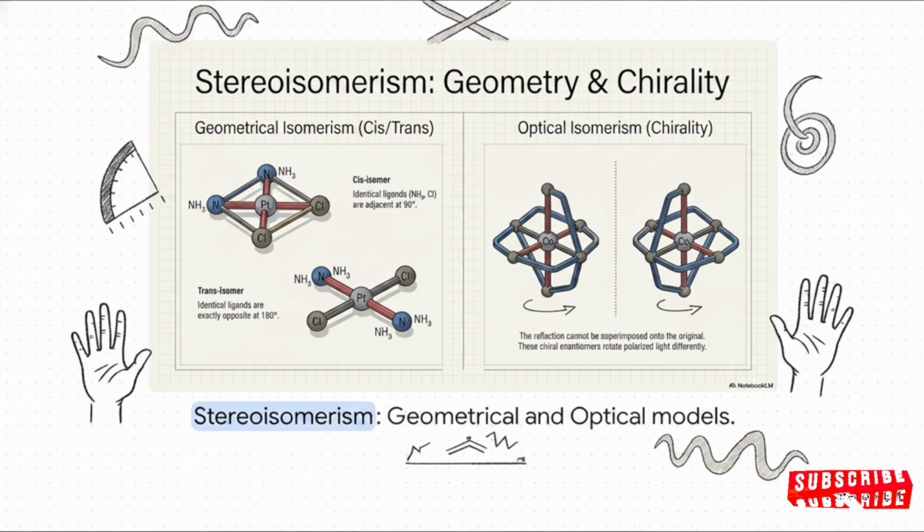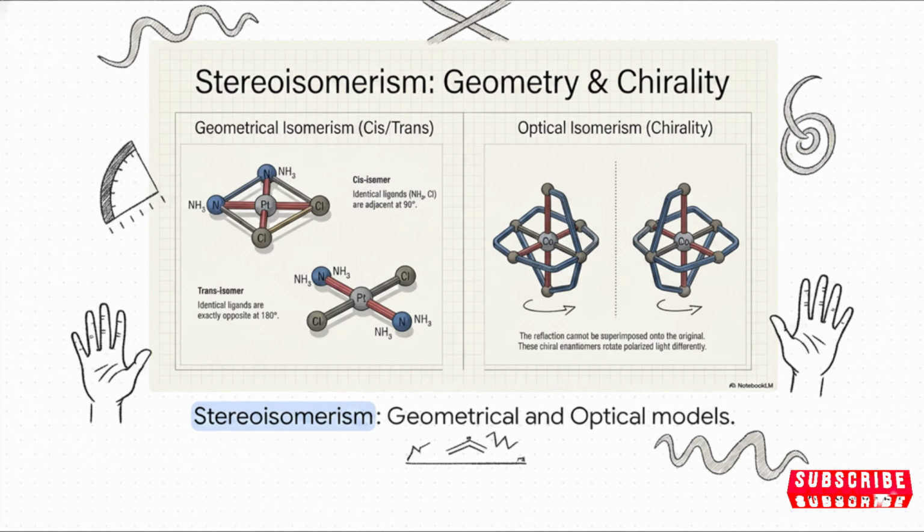Geometrical isomers are all about whether identical ligands are adjacent to each other at 90 degrees, that's a cis isomer, or exactly opposite each other at 180 degrees, that's a trans isomer. Optical isomers, on the other hand, are chiral. That means their handedness is locked. The whole molecule forms a non-superimposable mirror image, kind of like your left and right hands, that uniquely rotates polarized light.